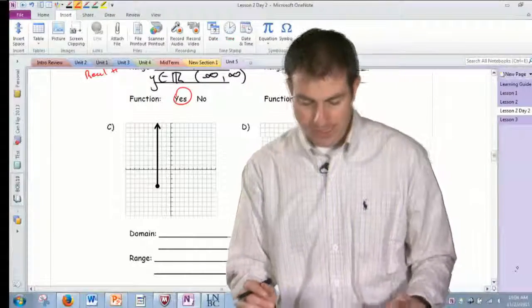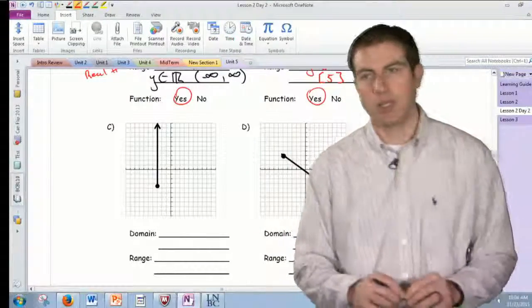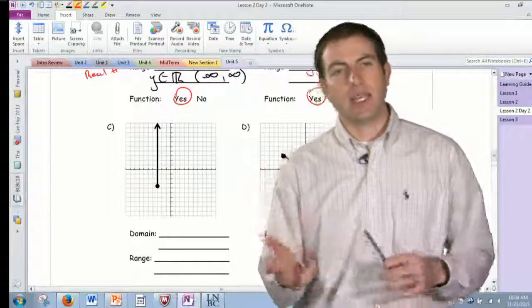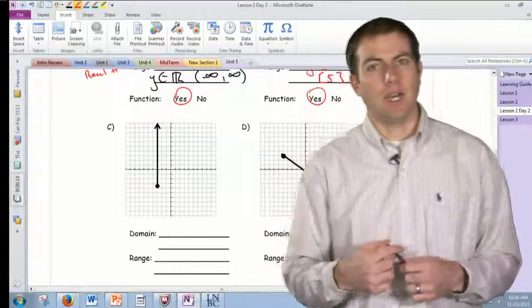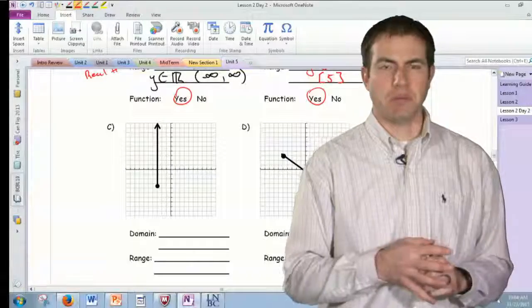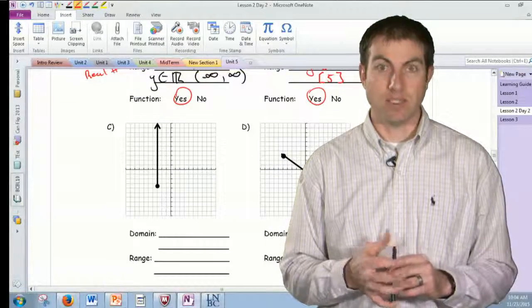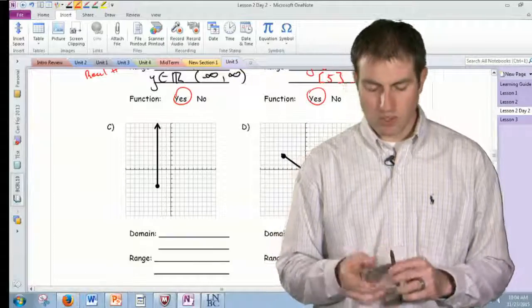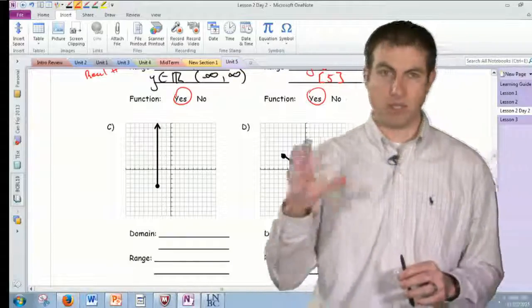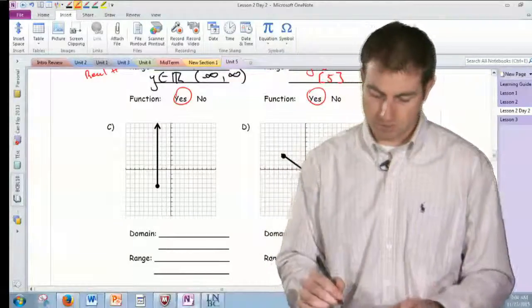All right, letter C and D, these get a little bit trickier. Once you kind of understand the ideas behind domain and range, we have to throw in some bizarro things to test if you really know it. So we're going to use this sort of thing with a closed dot and open dots. I'll talk a little bit about them.